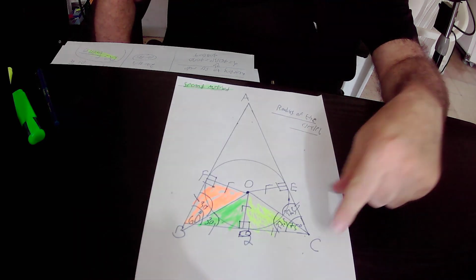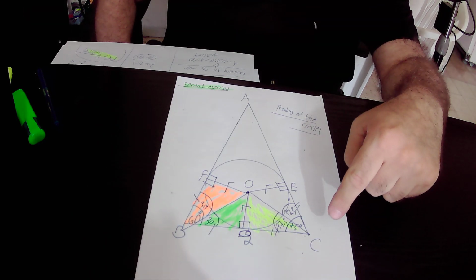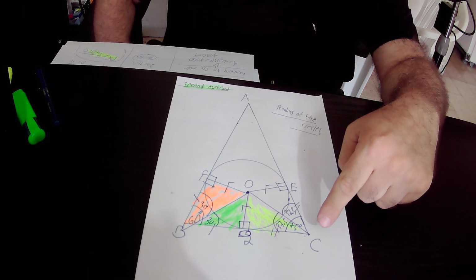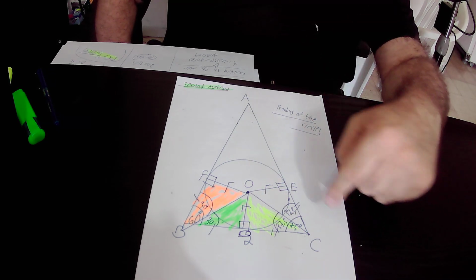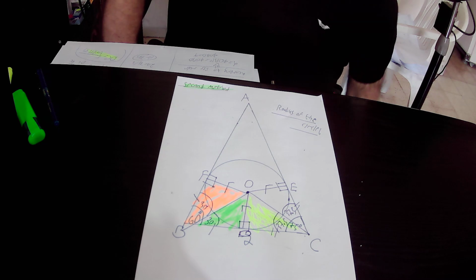Likewise we have the common external point, point C. From the common external point C, we have tangent CD and tangent CE, and according to rule number 2, they are equal to each other. This is to say CE equals CD.